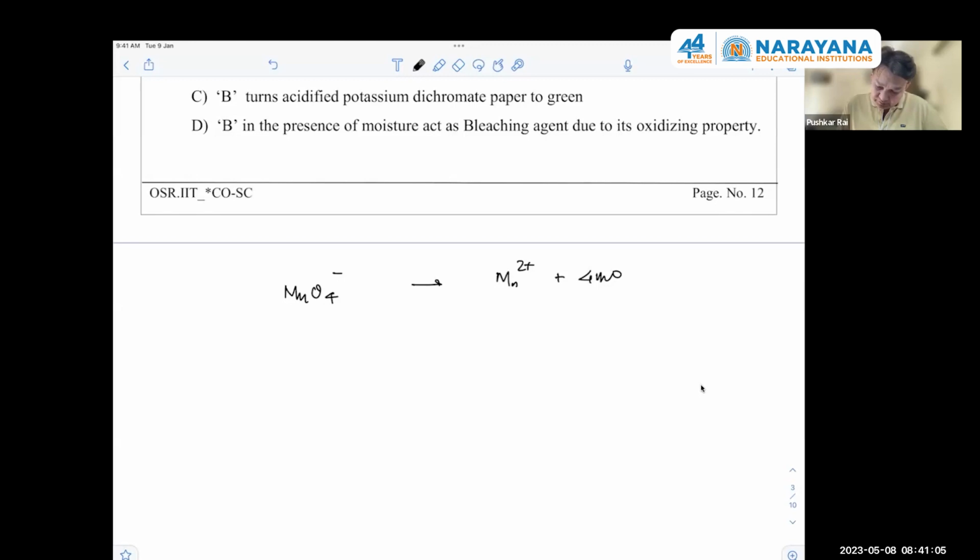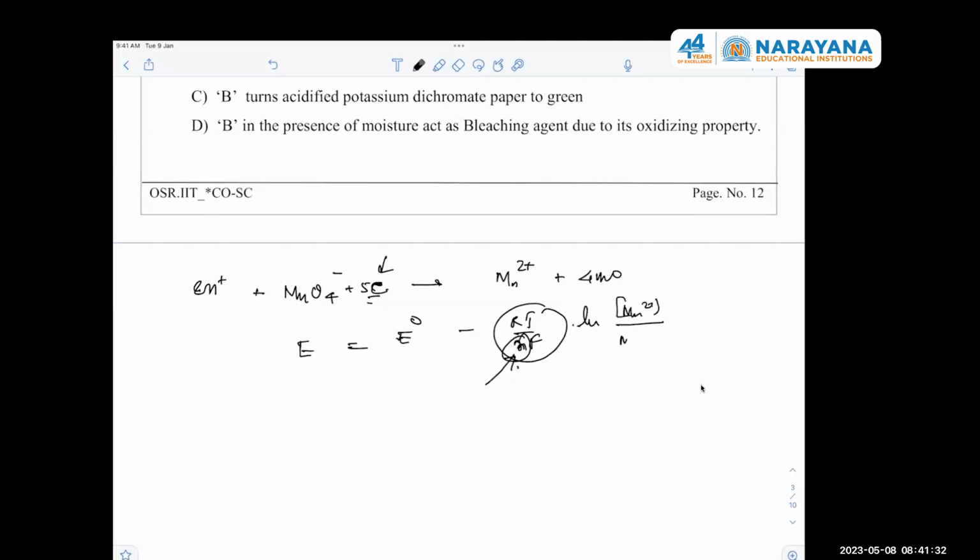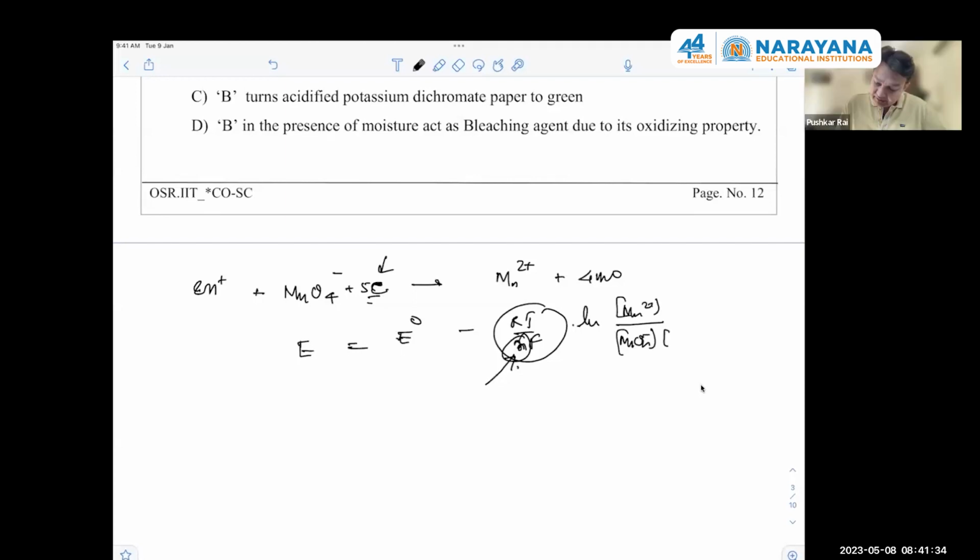I'll tell you. This is 4H2O, this is 8H plus, and this is 5 electrons. See, the most important thing is electrons here. If you write the half cell reaction, it will be E is equal to E naught minus RT upon nF. See, everything is common. This n is different here, okay? Tell me, ln of Mn2 plus you will write here, and MnO4 negative you will write here, and H plus you will write here raised to the power 8.